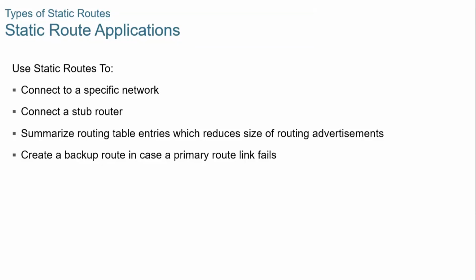And in dynamic routing, the size of the routing table is what you share with your neighbor. If you have a big routing table, you're going to use a lot of bandwidth to share that information with your neighbor. And you can use static routes to create a backup route in case a primary route link fails. So you can have EIGRP or dynamic routing, and then you can have a static route as a backup route just in case the dynamic routing fails for whatever reason.